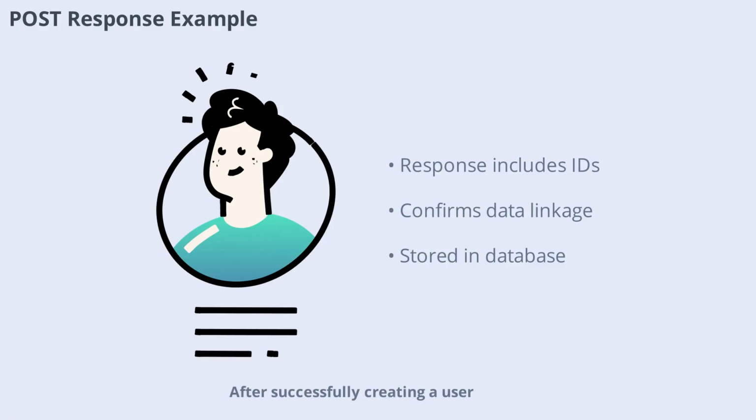After successfully creating a user, the API responds with the saved user and profile data, including their generated IDs. For example, id: 1, name: John Doe, profile: id: 1, phoneNumber: 123-456-789, address: 123 Main St. This confirms that both entities are linked and stored correctly in the database.